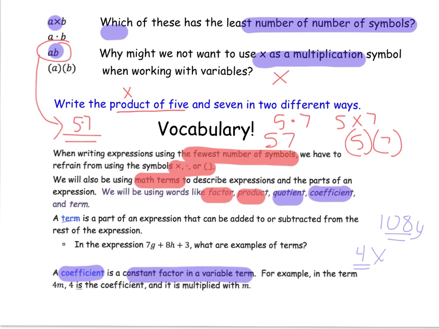And term. Term is part of an expression. So we're going to be writing expressions. A term is something that can be added or subtracted from the rest. So here in the expression 7g plus 8h plus 3, this is a term, this is a term, and this is a term. The whole thing together is an expression, but each of these are terms. So a term does not have any addition or subtraction in it, just multiplication or division.